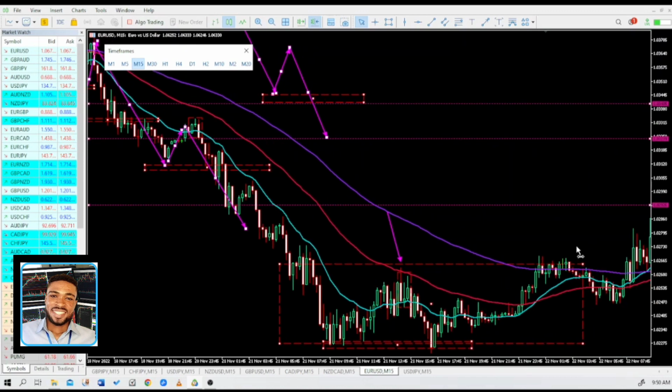So now we are waiting for the market to form a Z pattern. So can you see? Can you see a Z pattern here, guys? Let me clear this one.